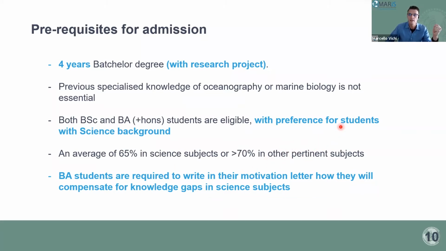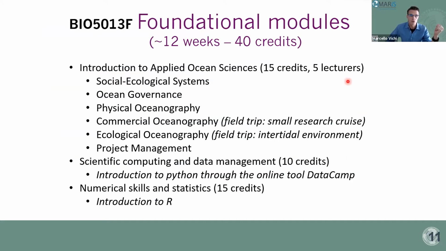BA students are kindly requested, it's compulsory, to write in their motivation letter how they will compensate for knowledge gaps in science subjects. And the reason is that in our foundational modules, we do have quite a large component of more technical and science-based subjects. It's a total of 40 credits for these foundational modules, approximately 12 weeks, but the time tends to change. And coming from the past 2 years of pandemic, we know well how important it is that we are flexible and ready to react to changes.